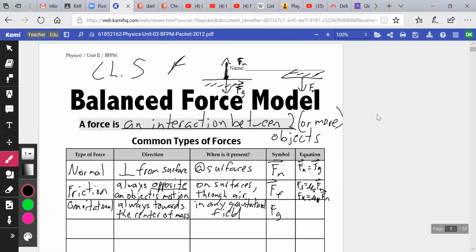Symbol F sub g for force of gravity. And the equations are various. We're going to talk about the universal force of gravity. We're going to talk about gravity in different contexts of our chapter 5. But our basic equation is that the force of gravity is equal to mass times gravity, which is a form of mass times acceleration, which is Newton's second law. What I'm saying here, Fg equals mg, is the equation for weight.